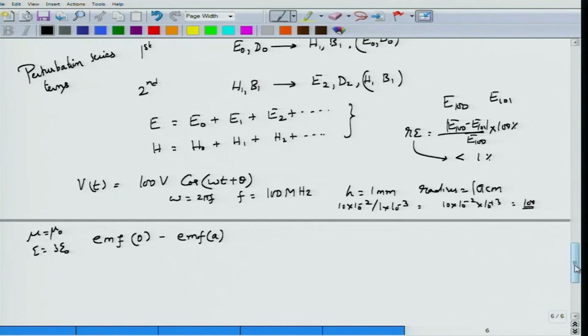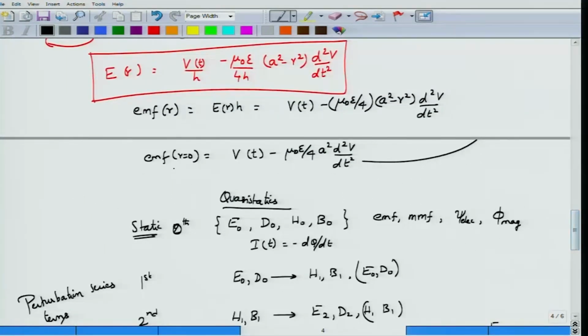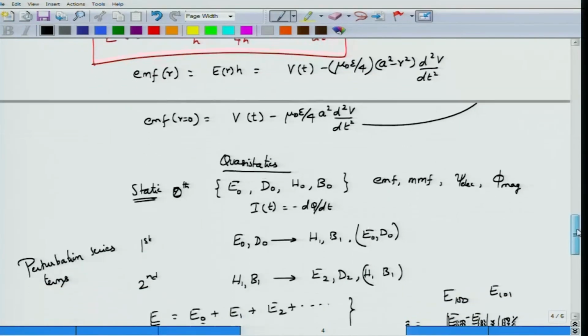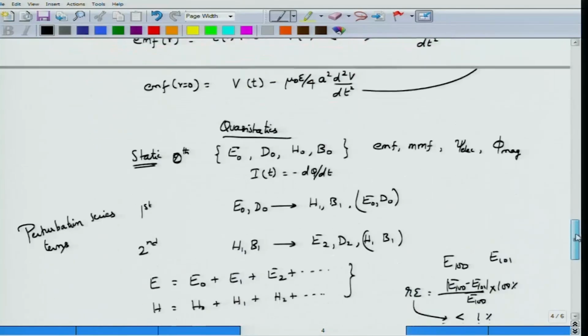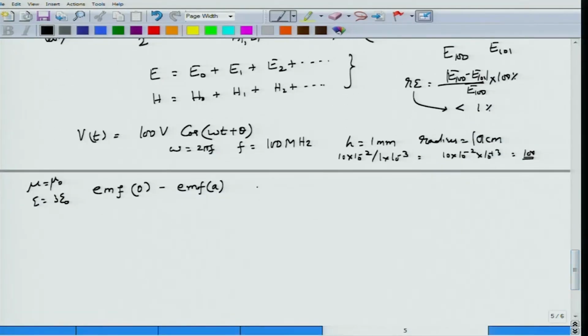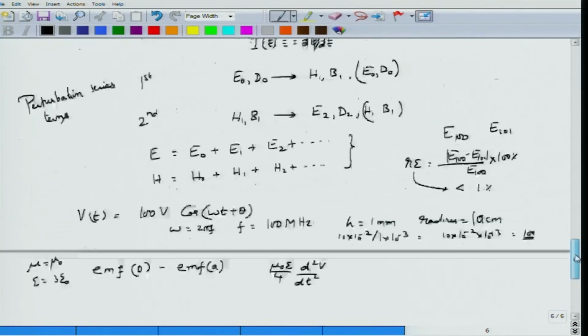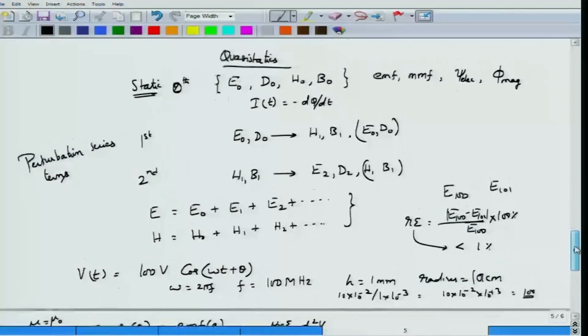Both of these terms can be obtained from the expression for EMF that I have. EMF at 0 is this fellow. EMF at r equal to a can be obtained by substituting r equal to a, at which point the second term drops out and that would be equal to V of t. So, the difference term is simply equal to mu 0 epsilon by 4 a square d square V by dt square. So, that is the term that you are going to get, times a square.